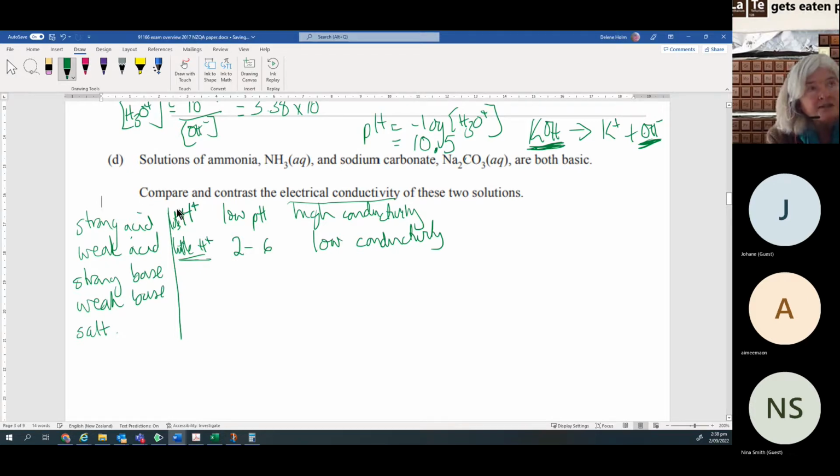Strong base is going to be like a strong acid, except it's going to have lots of OH minus.